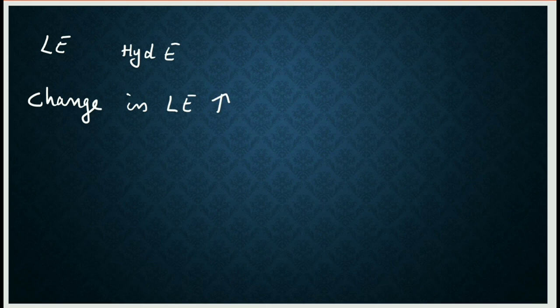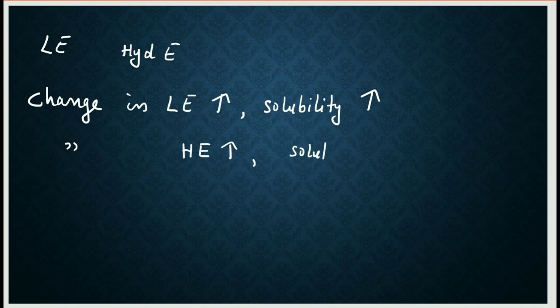If the change in lattice energy is greater, then solubility is increased. And if the change in hydration energy is larger, then solubility decreases. So why do fluorides and hydroxides have high solubility? Their lattice energy is increasing, so the solubility is increasing. When lattice energy is increasing, solubility increases, and when hydration energy change is increasing, solubility decreases.